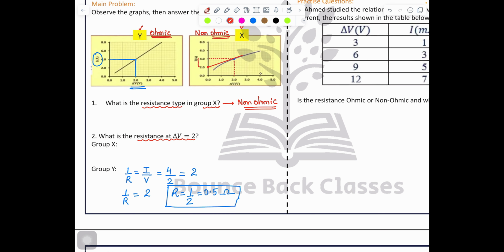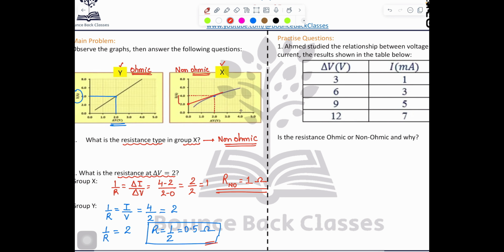Now just focus. For group X, 1 over R should be equal to delta I over delta V. What is delta I? Final minus initial: 4 minus 2, divided by 2 minus 0. So 4 minus 2 is 2, divided by 2, which is equal to 1. So R for non-ohmic is equal to 1 ohm. Clear? And for ohmic, we have 0.5. So guys, this is the difference. Clear?